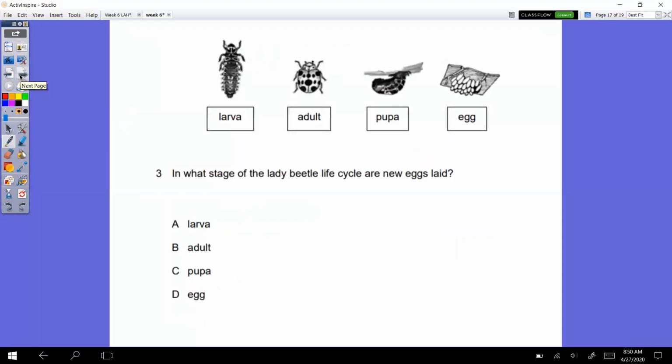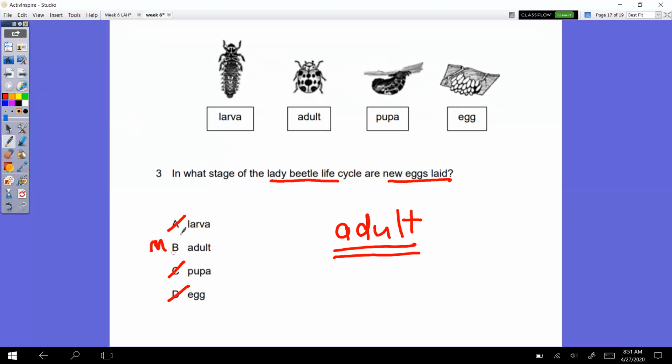All right, question number 3. In what stage of the lady beetle life cycle are new eggs laid? This one's very similar to the frog question that we did together. We know that during the adult stage of both the frog and the lady beetle's life cycle is when new eggs can be laid. So it's not the larva. There's the adult. Let's double check that our answer is right. It's not the pupa stage, it's not the egg stage. B is going to be our answer.